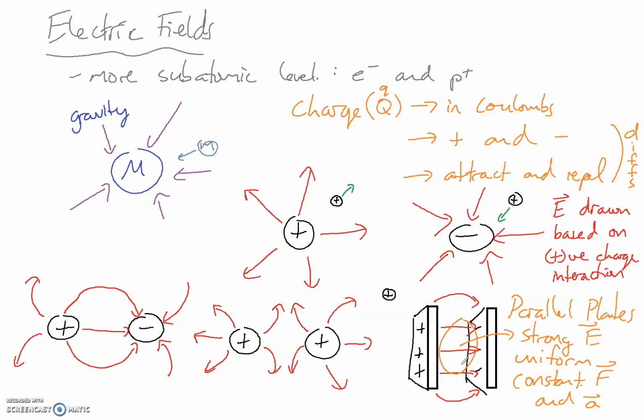We have positive and negative charges that create electric fields. The electric fields do radiate out from all charges, but we draw them based on what would happen to a positive charge. Here, this little positive guy is repelled, so we draw the field going out. This little positive is attracted, so we draw the field going in. Then we have combinations of charges, whether they're point charges like these guys or plates. We draw the field going out of a positive towards a negative, and we think about what a little charge might do if it was interacting between them.